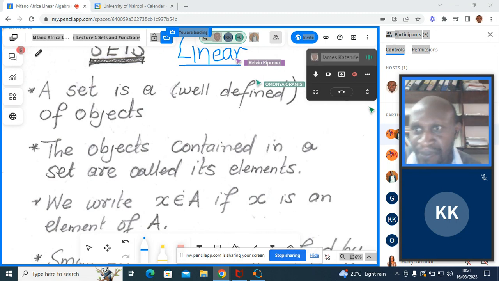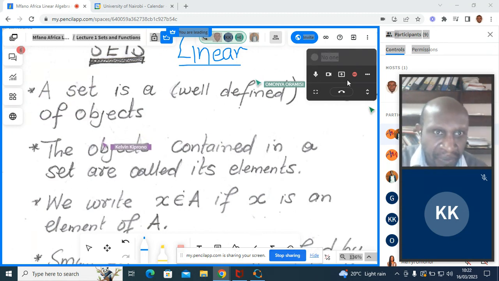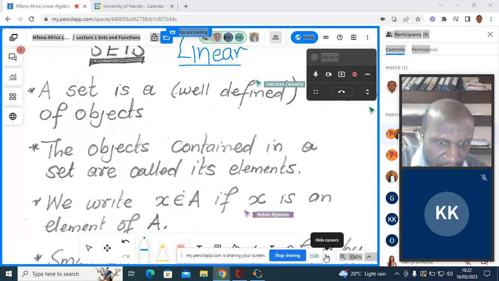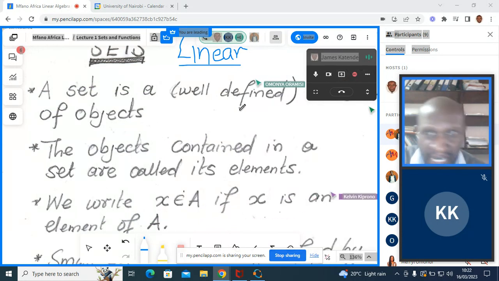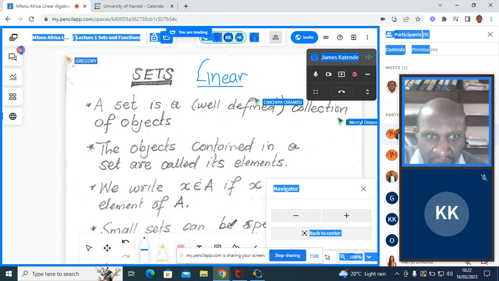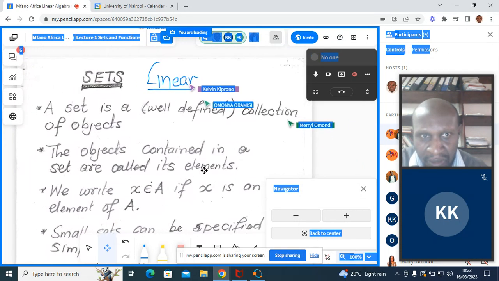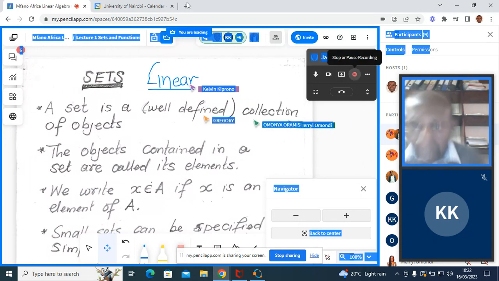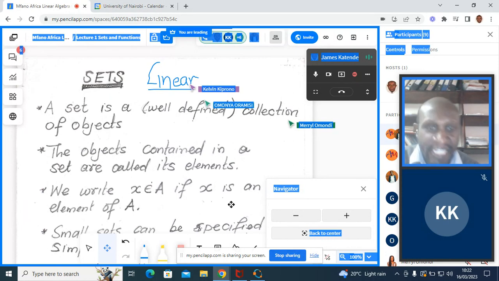Okay, so recording I think is running now. So we'll get started in a minute. Let me just reduce the size of this, and I can move it to this middle like that. Okay, so we'll start with the sets.